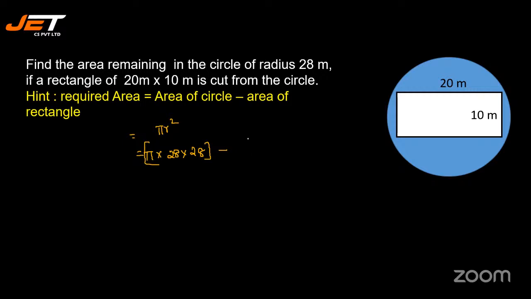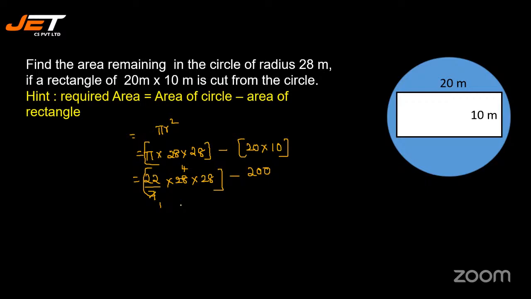So what is area of a rectangle? Length into breadth, that is 20 into 10, right? So we'll take it as 22 by 7 as 5 so that we can actually cancel it. Okay, minus 200. So 7 ones are 7, 7 fours are 28, right? So let's just multiply.